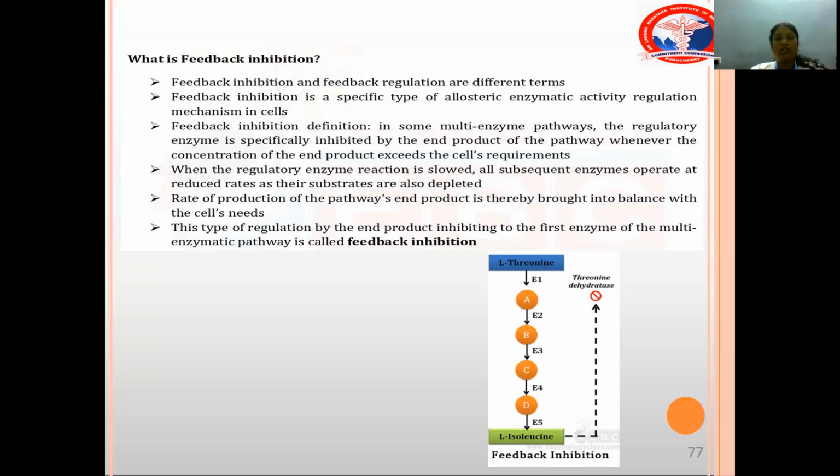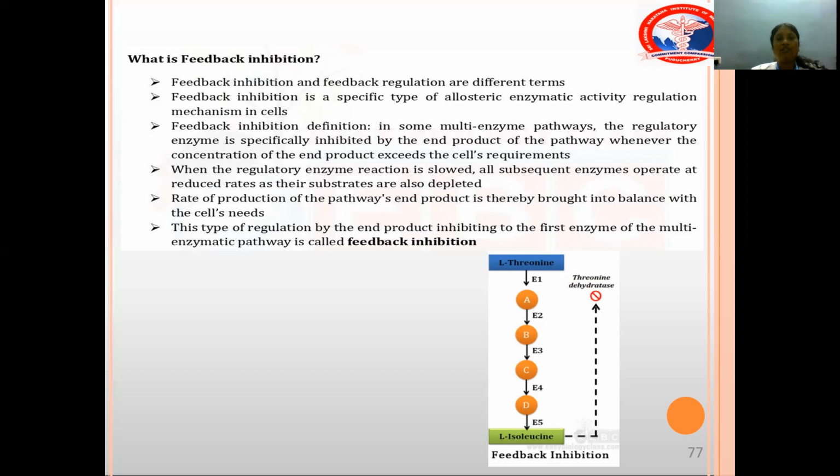So in a multi-enzyme pathway, what happens? The regulatory enzyme is specifically inhibited by the end product of the pathway whenever the concentration of the end product exceeds the cell's requirements. Here, what happens if the energy is not required? Glycolysis need not be performed, right? So when there is more of glucose 6-phosphate, the product of the first step of glycolysis, where glucose is phosphorylated to glucose 6-phosphate, it will go and inhibit the enzyme which favors its formation, hexokinase. Thereby the phosphorylation of glucose is inhibited. So it is an example of feedback inhibition.